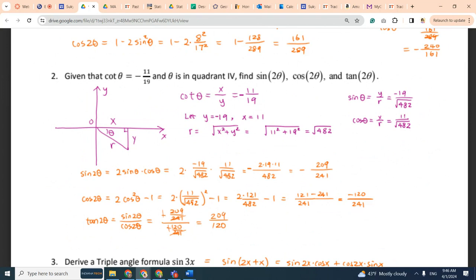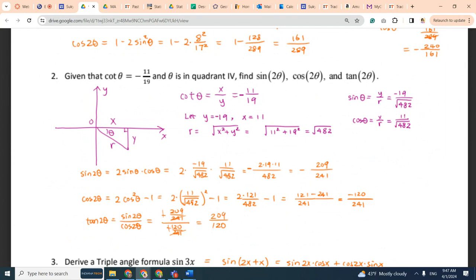Eventually. Good. Because if you want to find sine 2 theta and cosine 2 theta, you need to know sine theta and cosine theta. So sine theta is opposite over hypotenuse, y over r, so negative 19 over square root of 482. In your exam, you might get a rational number. Just keep it as the rational number. Is that okay, everybody?